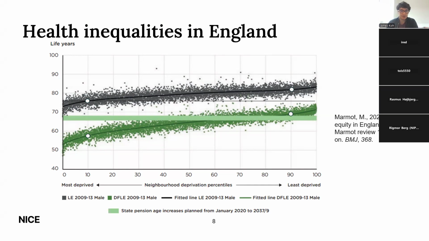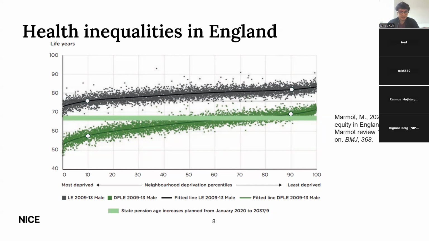This shows each dot representing an area of about 1,500 people, and each dot has a deprivation score associated with it. The most deprived areas are on the left, and the least deprived areas are on the right. Of the two lines, the bottom set of dots is disability-free life expectancy, and the top row of dots is life expectancy.